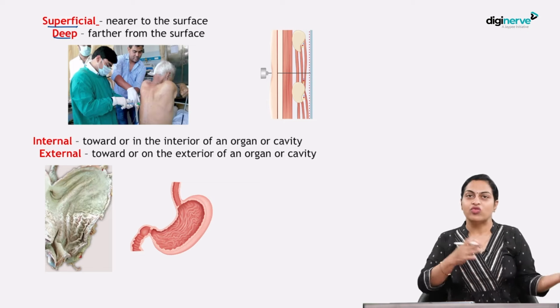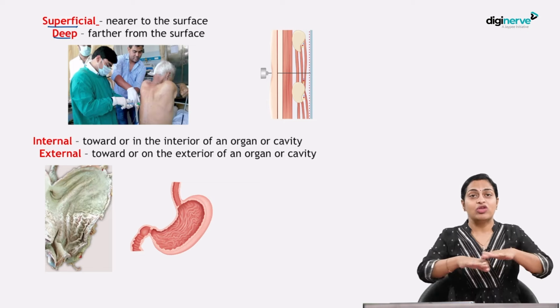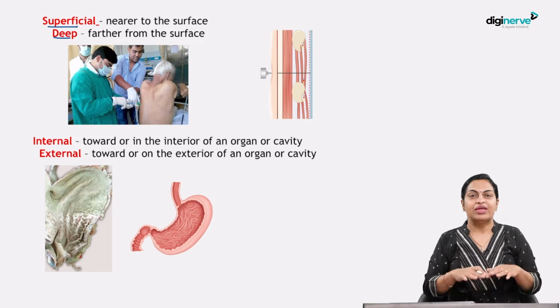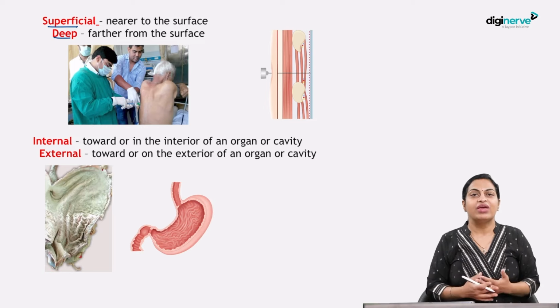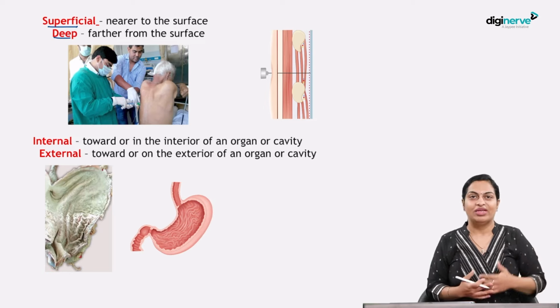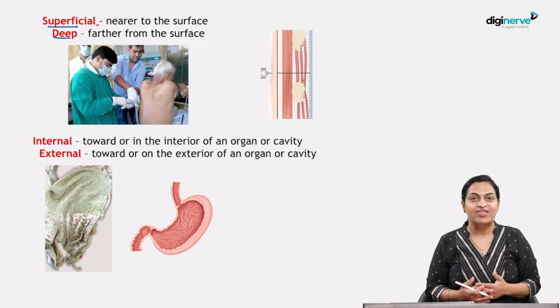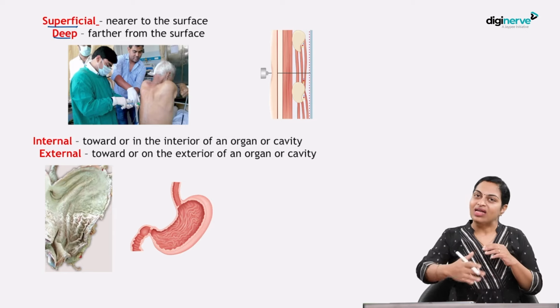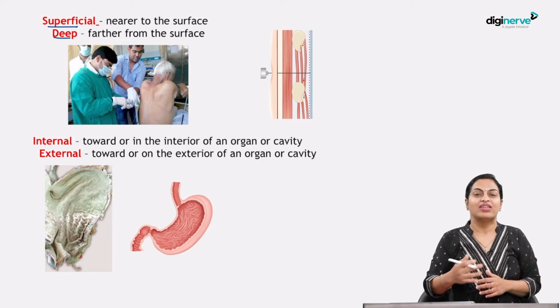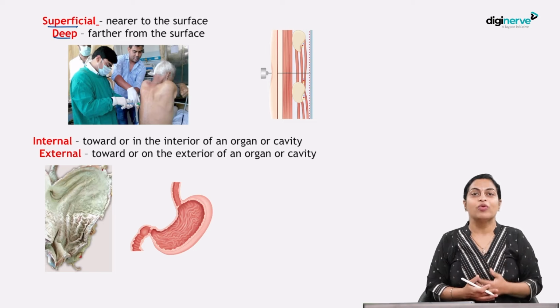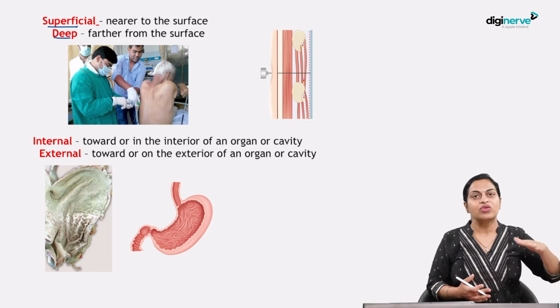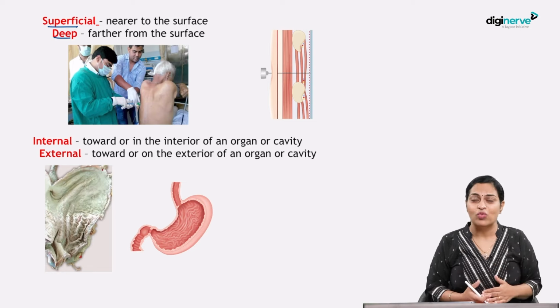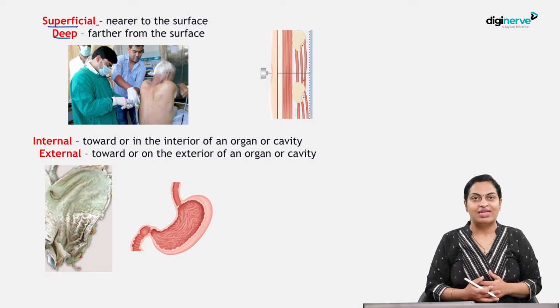So how do we call it superficial or deep? In relation to the, yes, deep fascia. The superficial veins lie superficial to the deep fascia, and the deep veins lie deep to the deep fascia. Also, the deep veins are farther away from the skin, farther away from the surface, and the superficial veins are closer to the skin, isn't it? So anything closer to the skin or surface, we call it superficial, and away from it, deep.